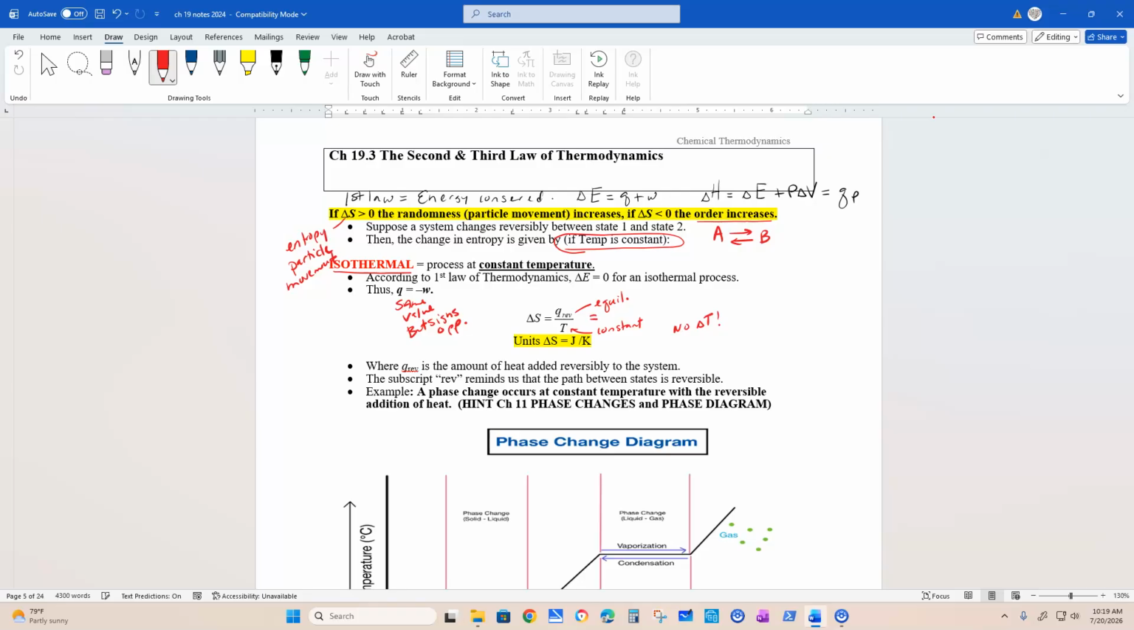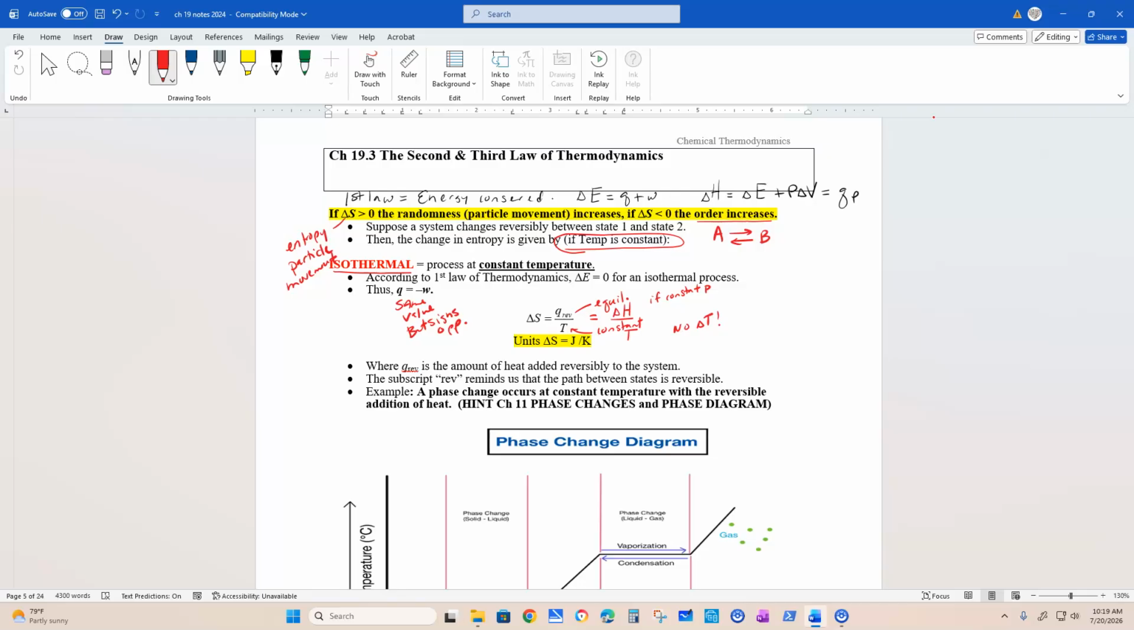You can also correlate this to delta H over temperature also, okay? The reason why you can do that is if constant pressure also. So if you have constant pressure, you can even say the Q is also the delta H. So if you know delta H, you can simply plug it in. Two numbers, divide, done, okay?